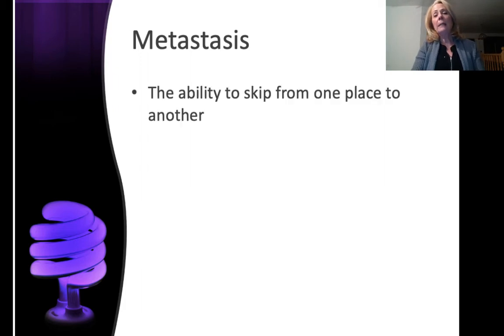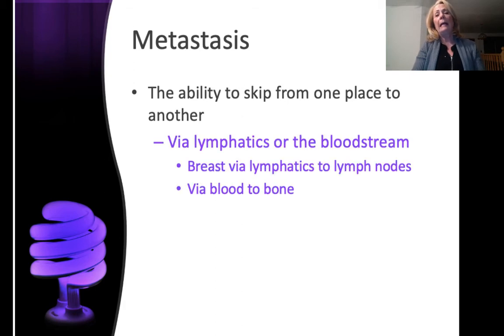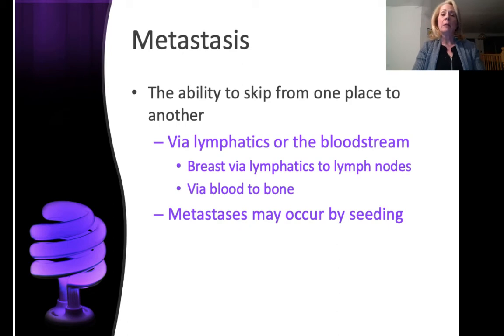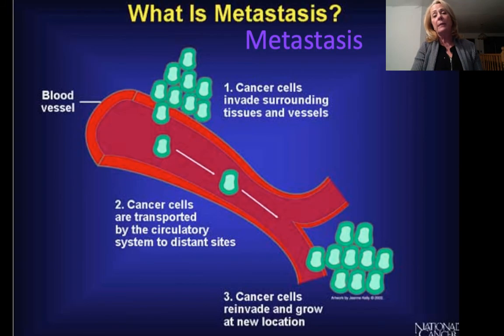So with metastases, the cancer is able to move from one place to another, and it's typically going to use the lymphatic system or the bloodstream. So for instance, breast cancer can move from the lymphatic system into lymph nodes, or it could get into the bloodstream and then move into the bone. That happens a lot with like uterine cancer, gets into the bloodstream, moves to the brain. And it's very interesting because a lot of these cancers will move from one area of the body to another very specific area of the body. And then of course metastases could also occur by the seeding as well.